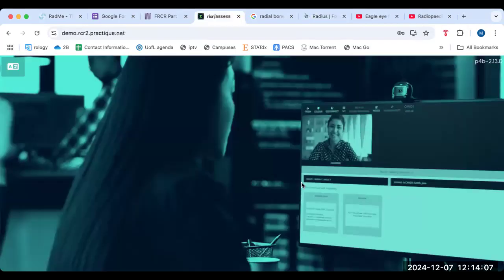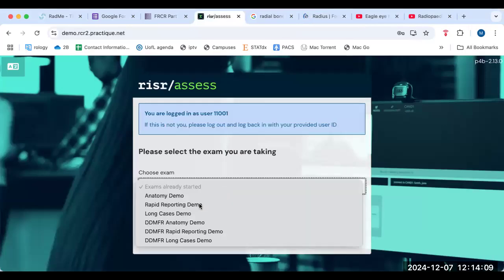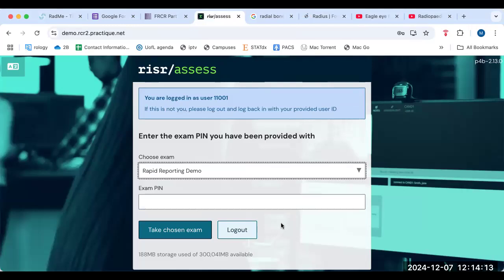Do you have any other questions? Where is the rapid reporting demo? Enter the exam pen. What was the exam pen?